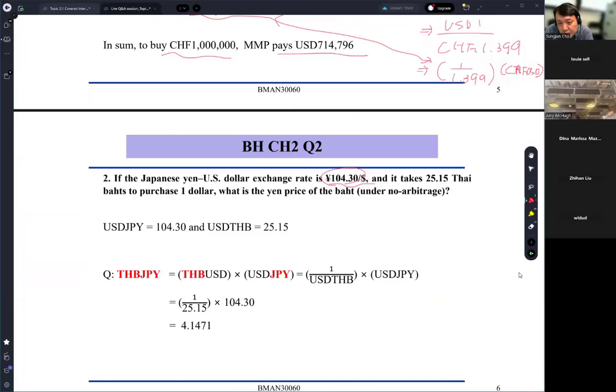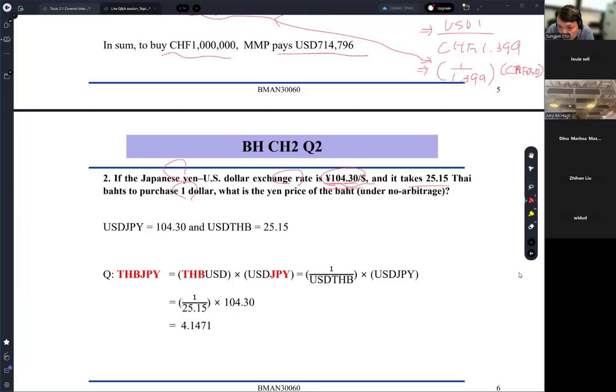if the Japanese yen US dollar exchange rate is this one, and if it takes 25.15 Thai baht to purchase $1, what is the yen price of the baht? So this is how we use the cross rate formula to compute certain exchange rates. We have two exchange rates involving US dollar. We're trying to compute the exchange rate between non-US dollar currencies, yen versus Thai baht.